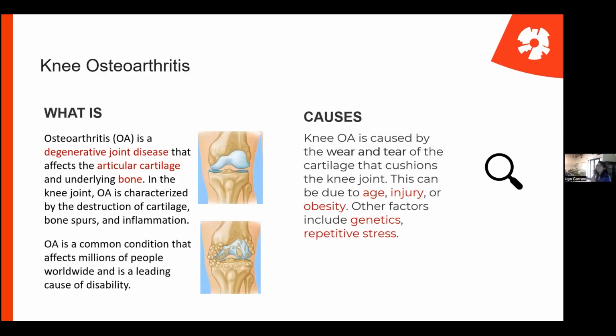The topic I'm presenting is knee osteoarthritis, a degenerative joint disease that affects articular cartilage and the surrounding bones. It's a common condition that affects millions of people worldwide, and is one of the major causes of disability nowadays. There are several risk factors, including age, genetics, family history, and some medical conditions such as obesity, stress, or diabetes.